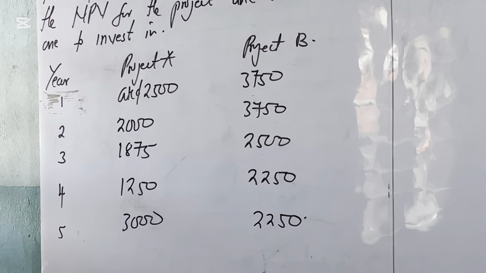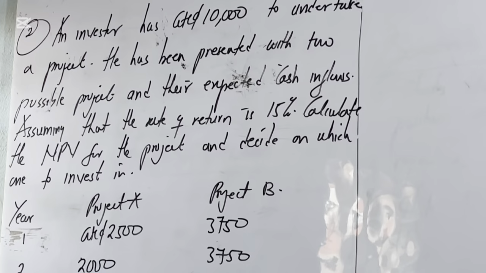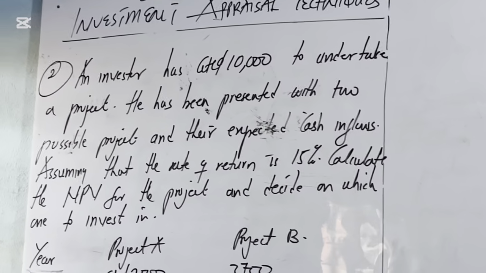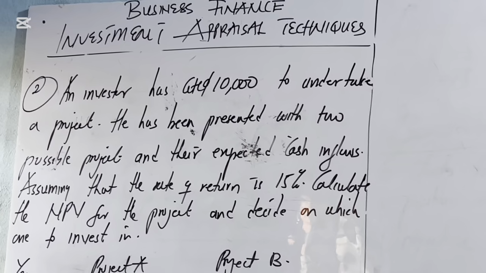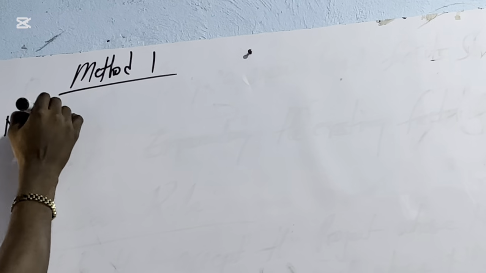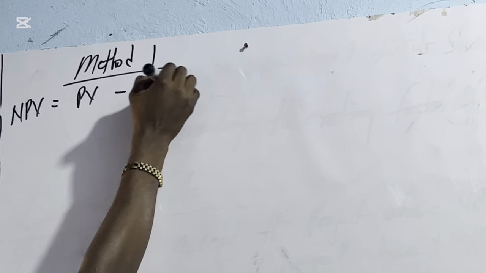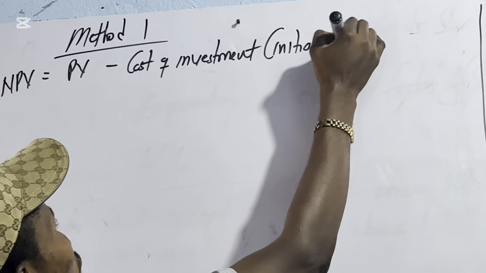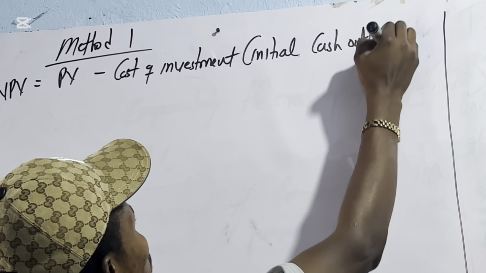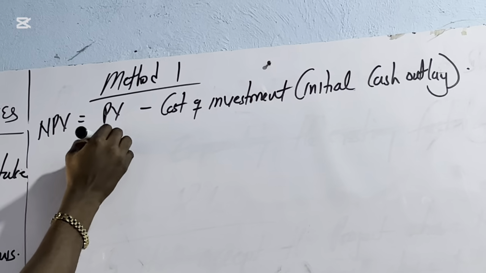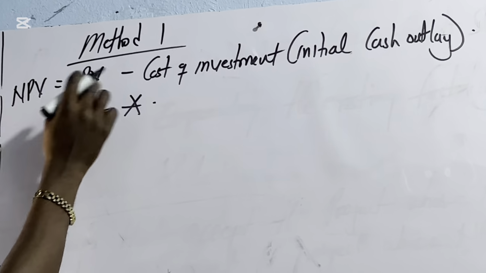So how do we do this? We can solve this one in 2 methods, just like the first one that we did. We can use a table method, or we can go by the process we used for our previous example. So let's say I want to do method 1. Remember, our net present value is equal to our present value minus the cost of investment, that is the initial cash outlay. Very, very simple. So remember, we are working out the net present value for project A.